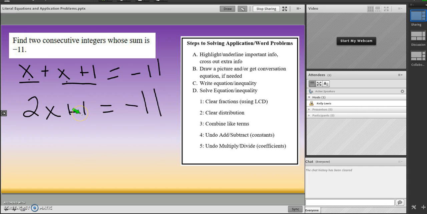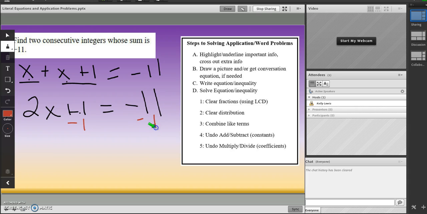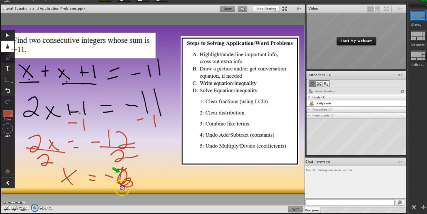I need to move over this 1. So I'm going to subtract 1. Get 2x equals -12, because -11 minus 1 is -12. I'm going to divide by 2 because 2 is multiplied and the opposite of multiplication is division. We get x equals -6. So -6 is the first number, and then I need -6 plus 1. So the other one is -5.